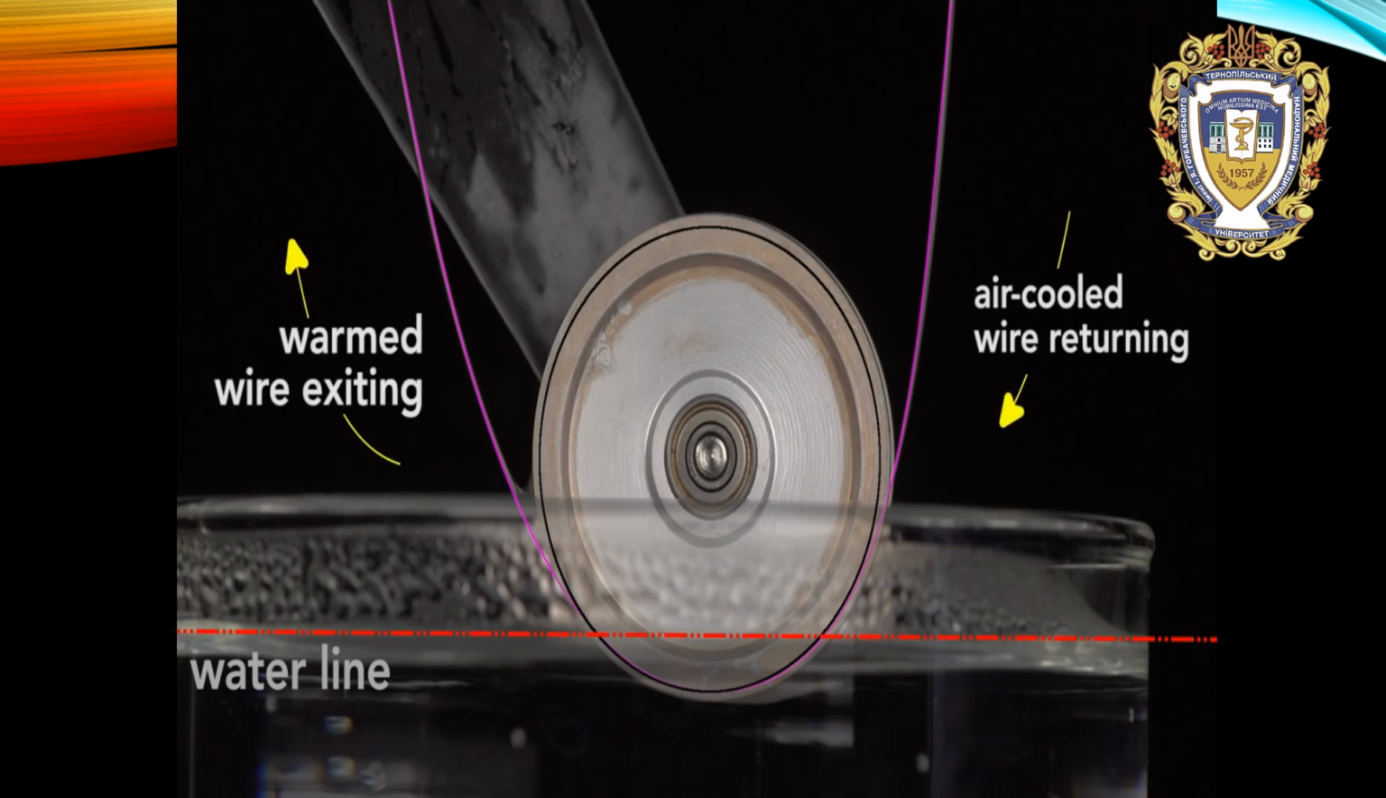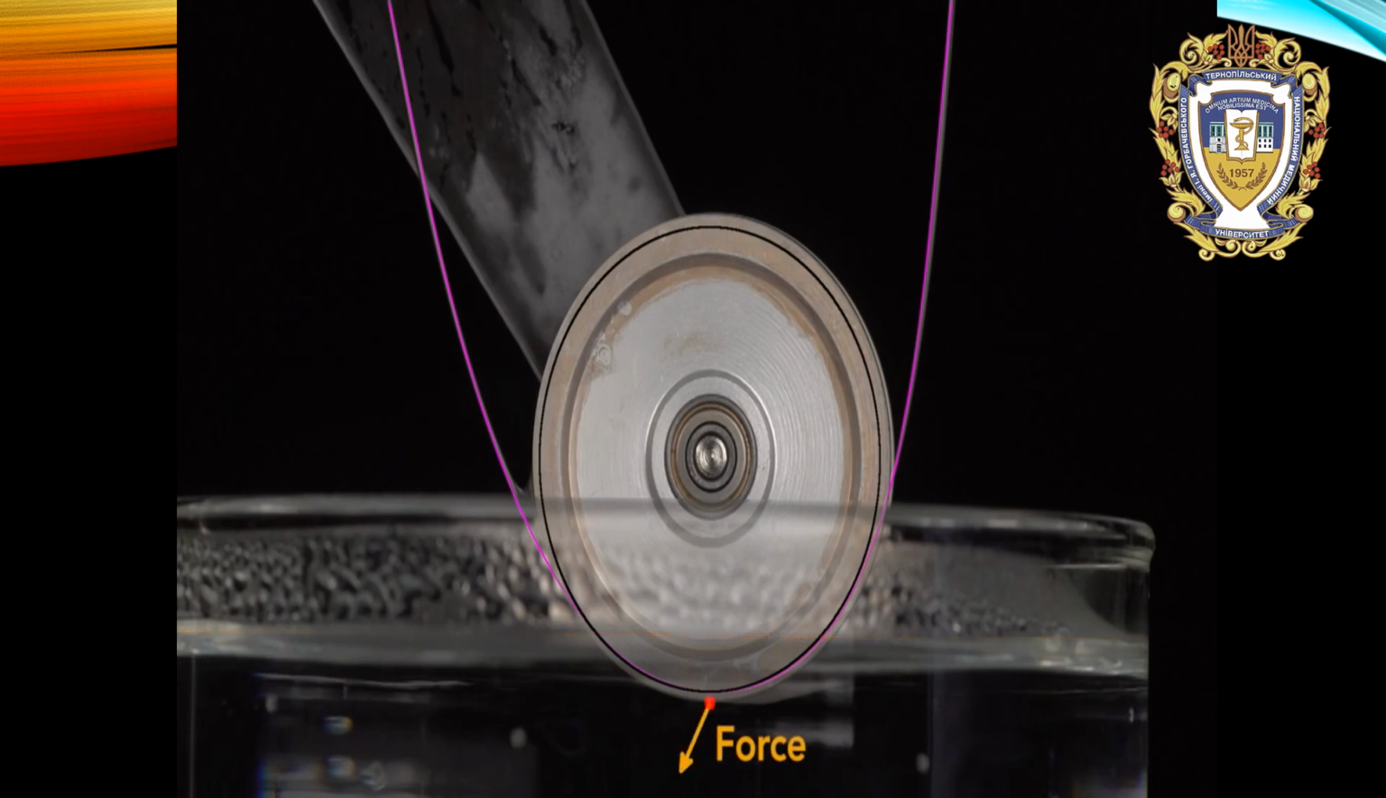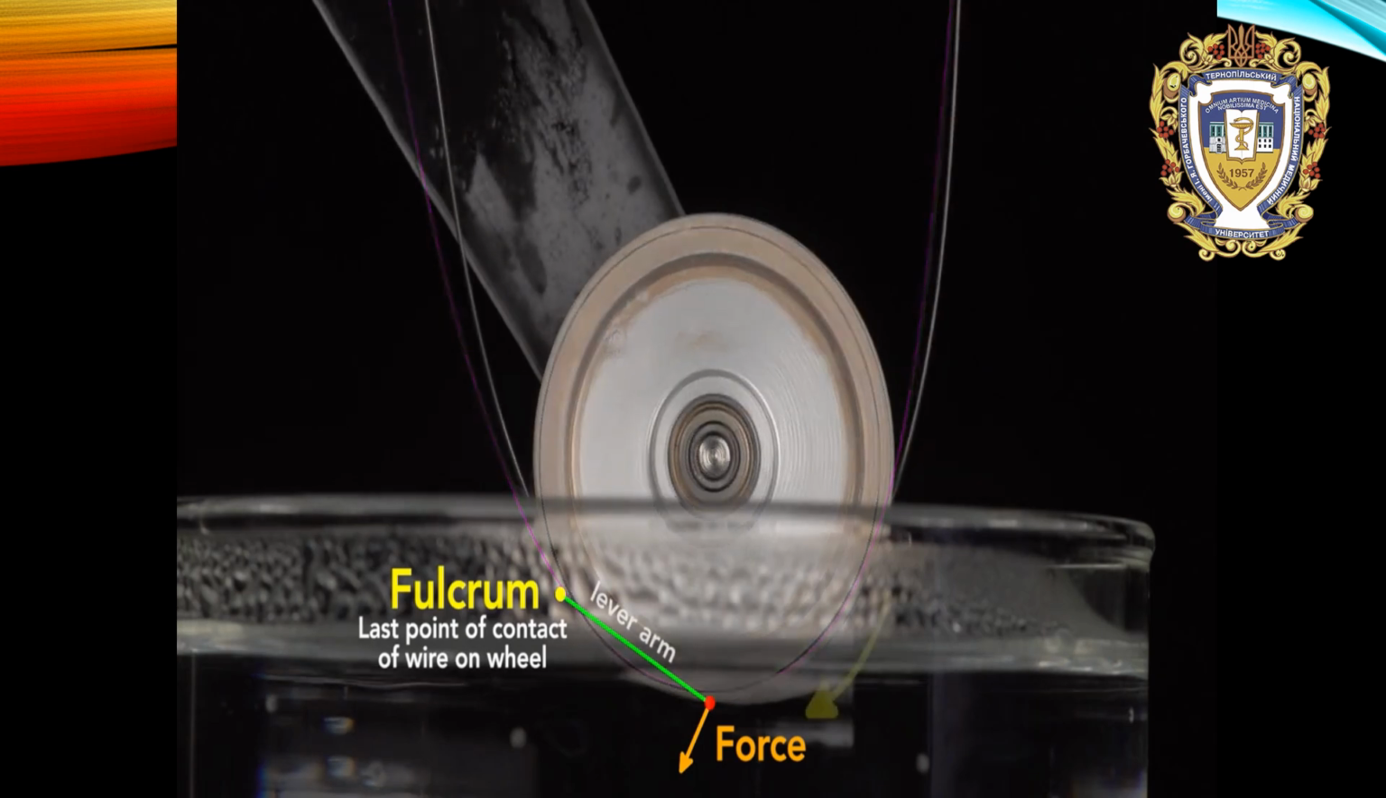Let's break this down. On the right, the air-cooled wire returns. It wraps onto the wheel. As the water heats the wire, it starts to straighten, but is restrained by being in a loop. This creates a force at this point on the wheel from this fulcrum, which is the last point of contact of the wire on the wheel. This generates a force about the center of the wheel, which is transmitted as torque and sets in motion the engine.